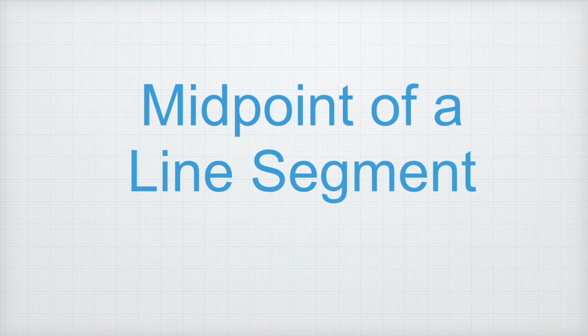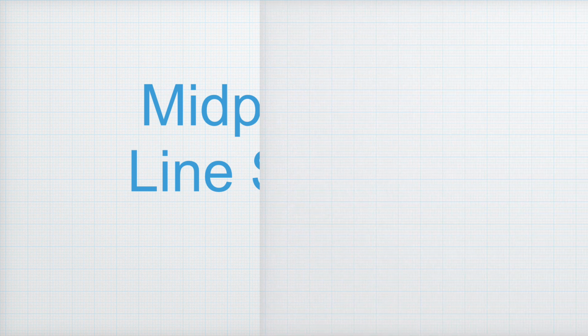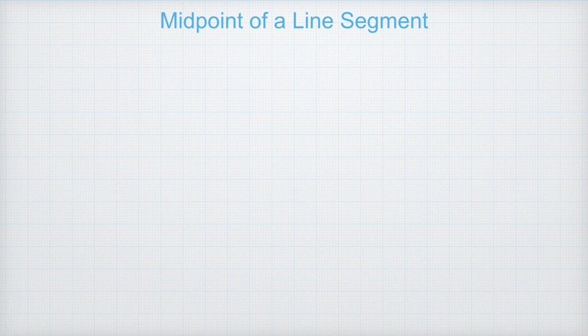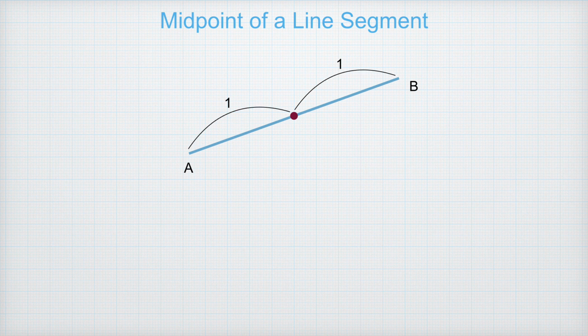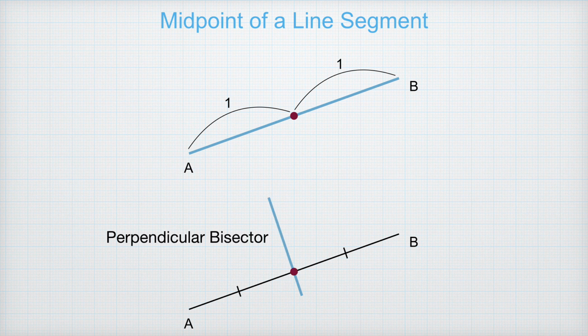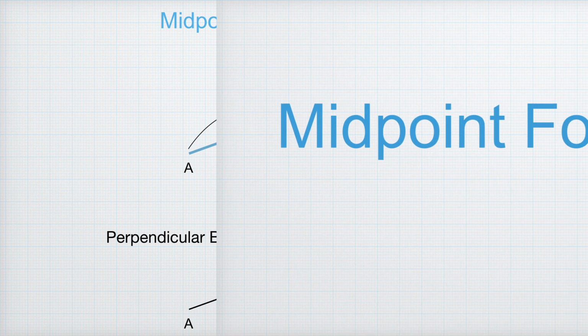Welcome to this maths grind on the line midpoint. We will begin by looking at the meaning of the midpoint of a line segment. The midpoint of a line segment is a point that divides a line segment into a ratio of 1:1. A perpendicular bisector is a line that passes through the midpoint of another line and is perpendicular to that line.